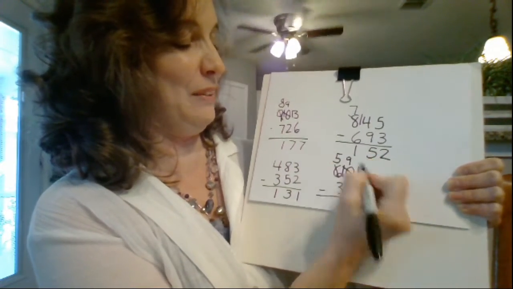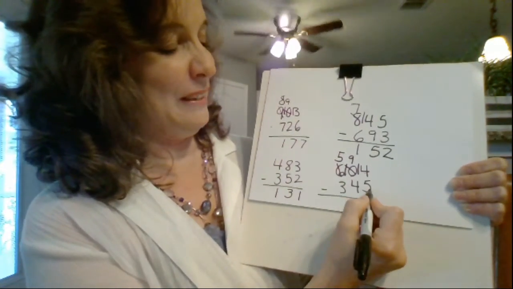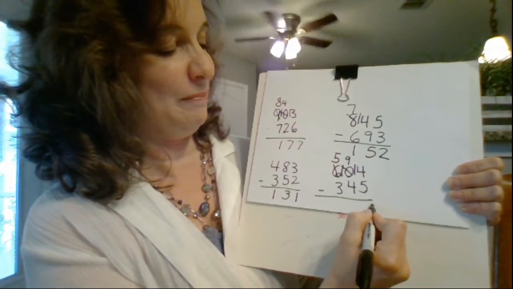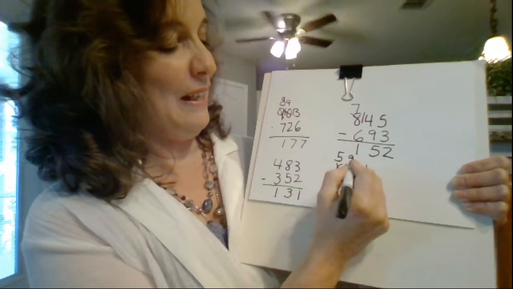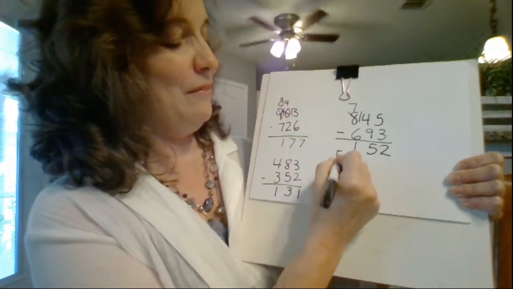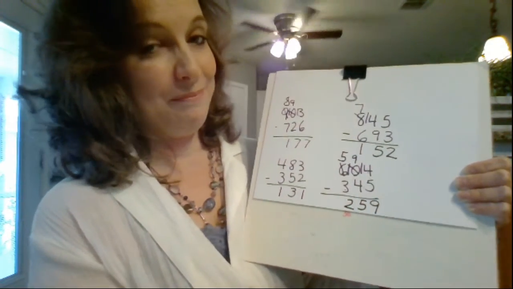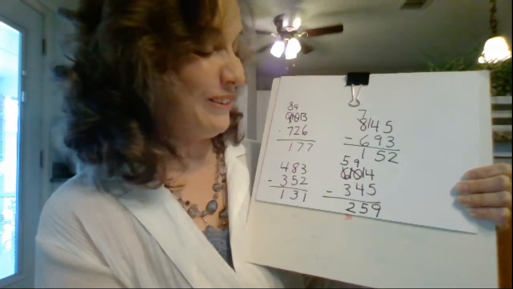Now we have 9 groups of tens. We have 14. 14 minus 5 is, 9 minus 4 is, 5 minus 3 is, that's a lot of borrowing. I love it when it's like that. All right, so that, oh, we got one more? Yes, we got one more.